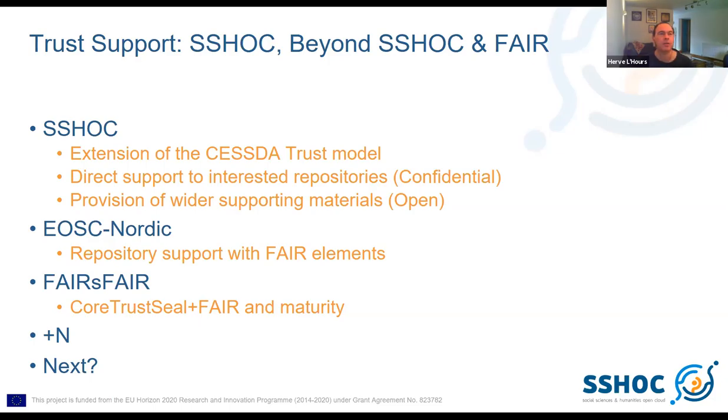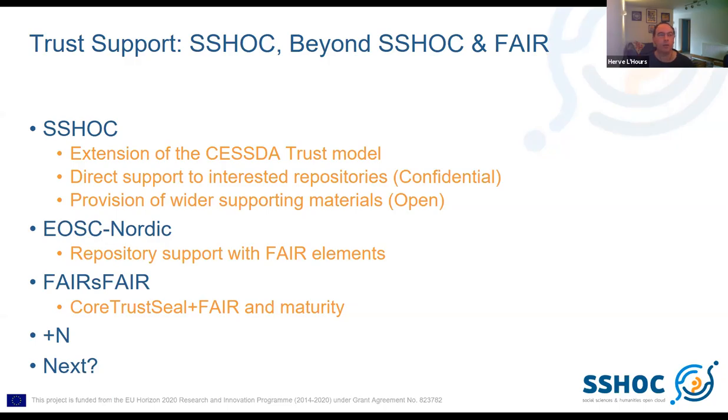You'll see similar activities for support going on in projects like EOS Nordic, which is looking at repository support with additional FAIR elements. Olivier noted that the Active FAIRs FAIR project, which I'm also working through at the moment, is looking at Core Trust Seal plus FAIR, which reflects the diagram that you'll have seen from Olivier and we'll see from myself, and also looking at maturity, which we think is an important element of how capability is expressed, how maturity is defined, and how this impacts your ability to not only achieve Core Trust Seal or to be FAIR, but to measure yourself on the journey.